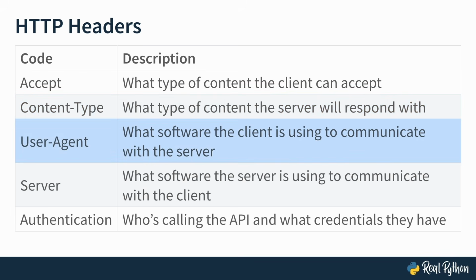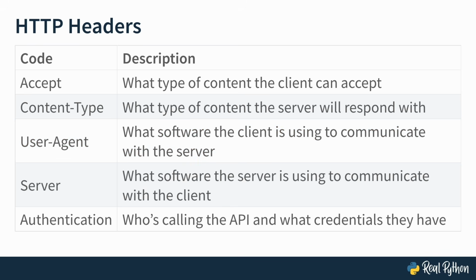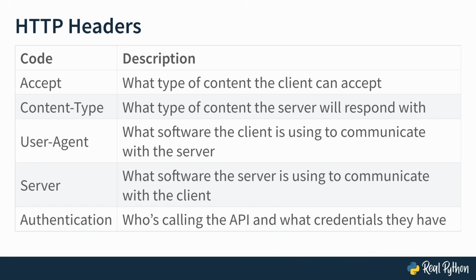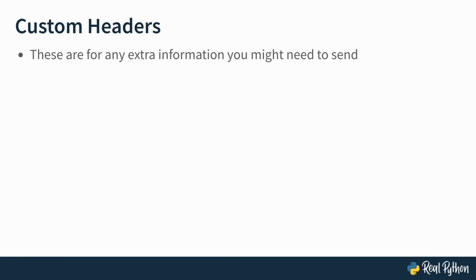User agent contains details about the browser and operating system making the request. Server describes the software the server is using. And authentication allows the request to carry passwords or API keys to gain access to private data. You can add your own custom headers, which is helpful for including extra information in a request, such as an authentication ID. These are normally prefixed with an X.